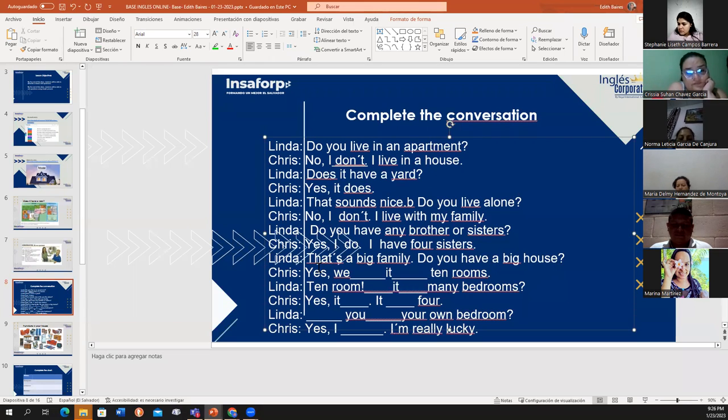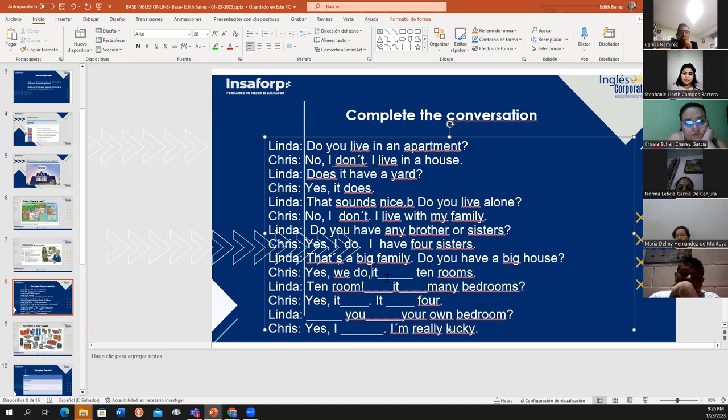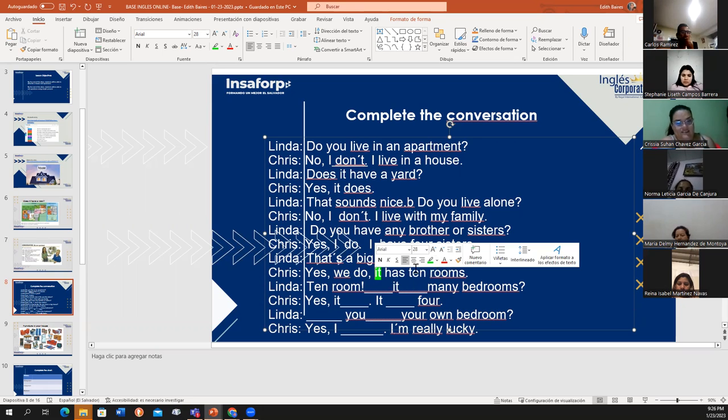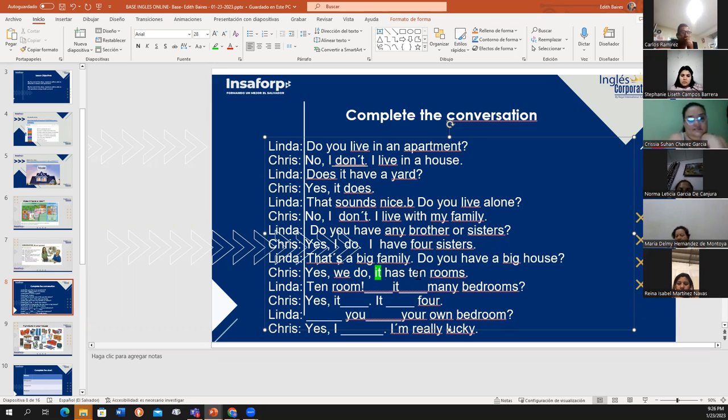Do you have a big house? Yes, we do. It has... because we're talking about third person, right? This is third person. It has ten rooms.